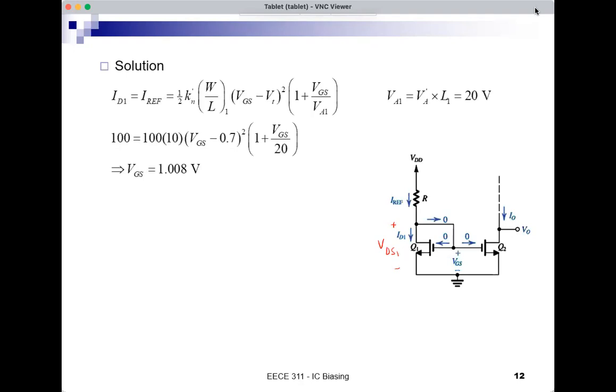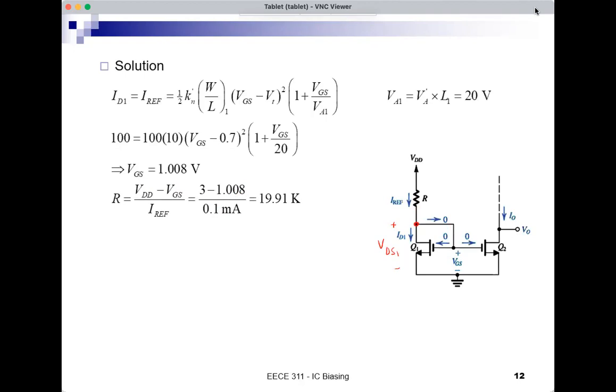So that's VGS. And now it's easy to find the resistor value. Because VGS is the voltage that appears at the drain of Q1 also, R is VDD minus the voltage at the drain of Q1. The voltage here at the drain of Q1 is VDS1, which is also equal to VGS. So VDD minus VGS, 3 minus 1.008 over IRF, the current flowing in the resistor. And that's almost 20K, 19.9 kilo ohms. So that's the resistor value.